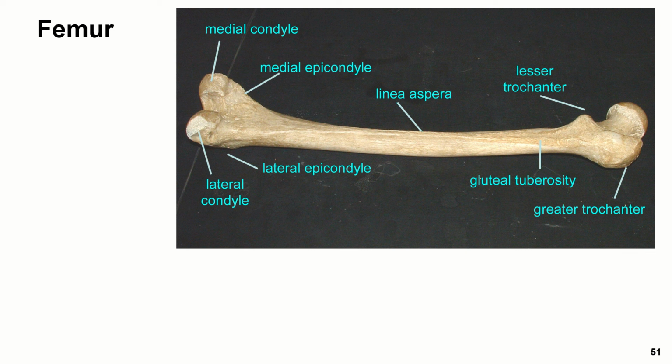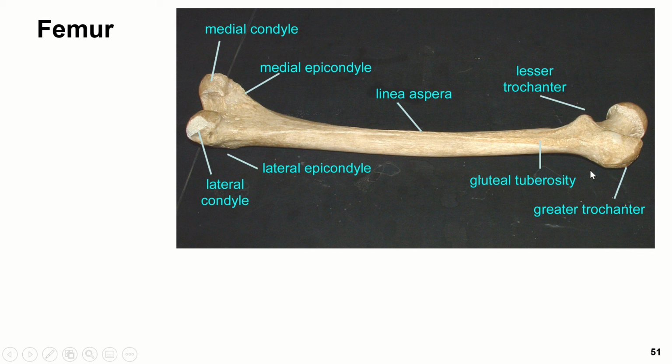Okay, so this is the femur. It is the long bone in your upper leg. This end is the head of the femur. It's got a very long neck, and this rounded head articulates with the acetabulum and the coxal bone.